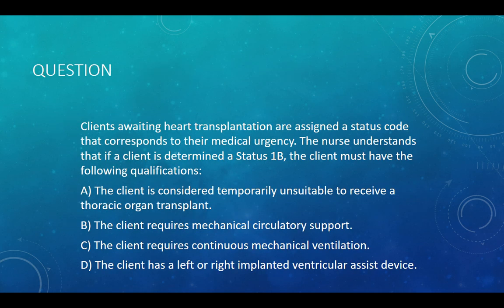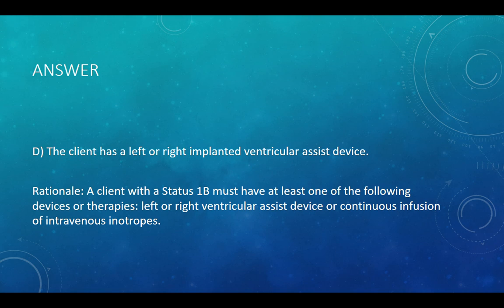So, question: a client awaiting a heart transplant is assigned a status code that corresponds with their medical urgency. The nurse understands that if a client is determined to be status 1B, the client must have the following qualifications. So which one do you think it is? Think about it. It is client D, who has a left or right implanted ventricular assist device. We talked about those in one of my other lectures.